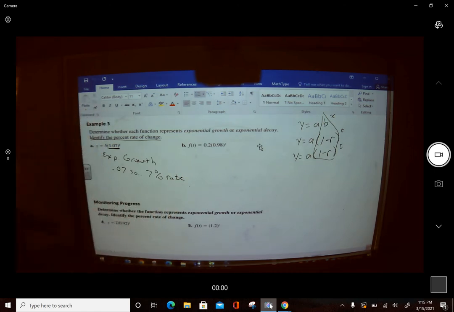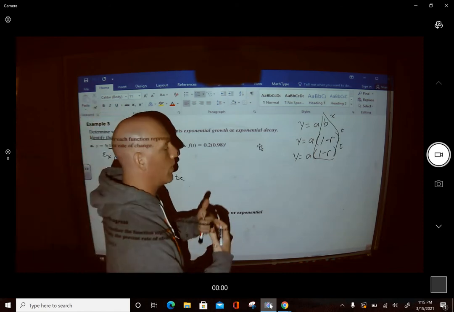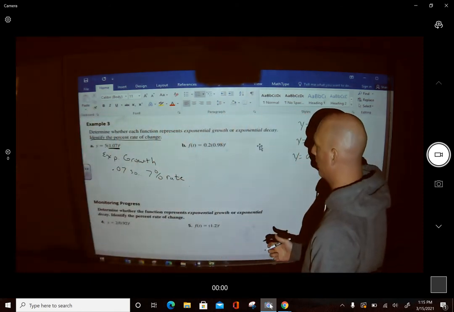Okay, so again, look at the multiplier. If it's bigger than 1, it's growth. How much bigger than 1? That is your growth rate. That's how much you're growing by every single round.